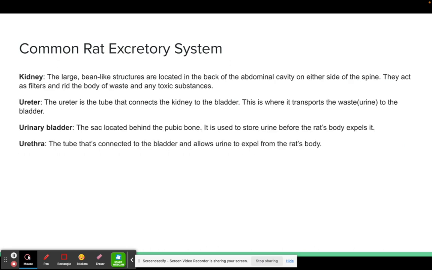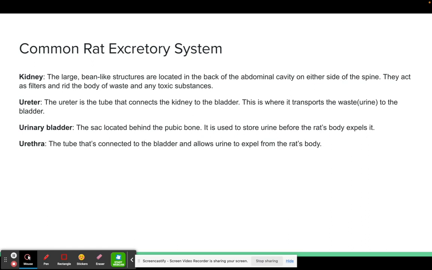So the common rat excretory system consists of the kidney, ureter, urinary bladder, and the urethra. The kidneys are these large bean-like structures that are located in the back of the abdominal cavity on either side of the rat's spine. They act as filters and rid the body of any waste or any type of toxic substances. The ureter is a tube that connects the kidney to the bladder. This is where it transports the waste to the bladder.